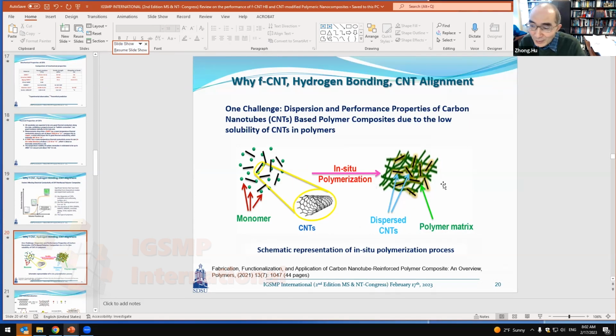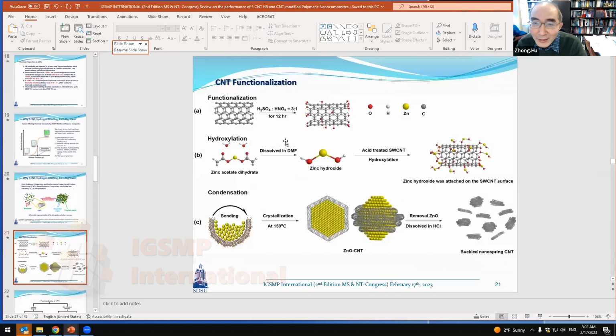So next we need to talk about how we do this. One thing is, because the carbon nanotube has low solubility in most polymers, we need to make the carbon nanotube surface functionalized so that they can make good contact with the polymer matrix and dissolve into the polymer matrix.